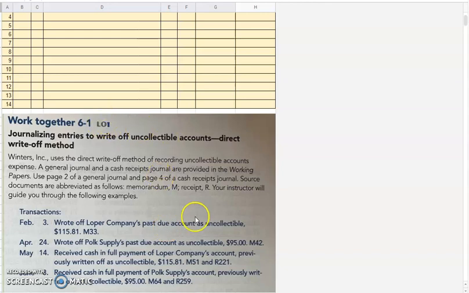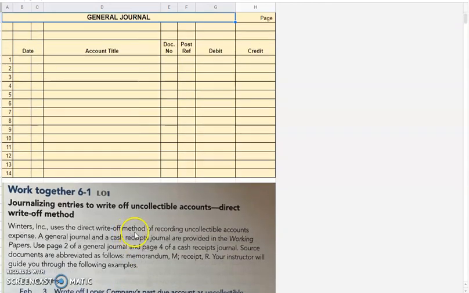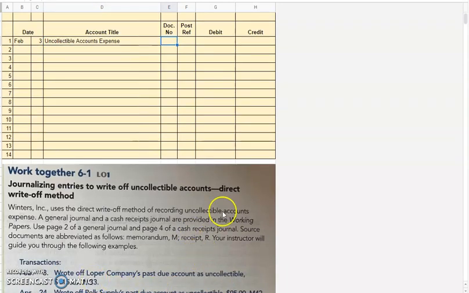Okay, so our first one, February 3rd, we wrote off Loper Company's past due account as uncollectible, $115.81, memorandum number 33. So we're in our general journal here, February the 3rd. This is going to be uncollectible accounts expense. And it told us it was memorandum 33. And the amount was $115.81.